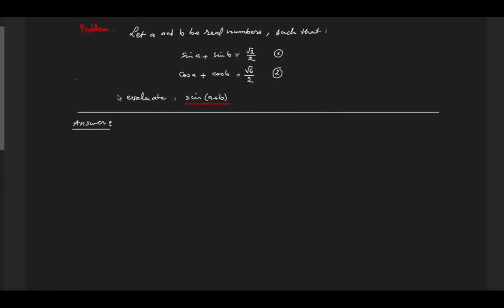We have today another problem in trigonometry. Let a and b be real numbers such that sine a plus sine b equals square root of 2 over 2, and cosine a plus cosine b equals square root of 6 over 2. We name these two relations 1 and 2. Evaluate sine of a plus b. As usual, pause the video and try to solve the problem.